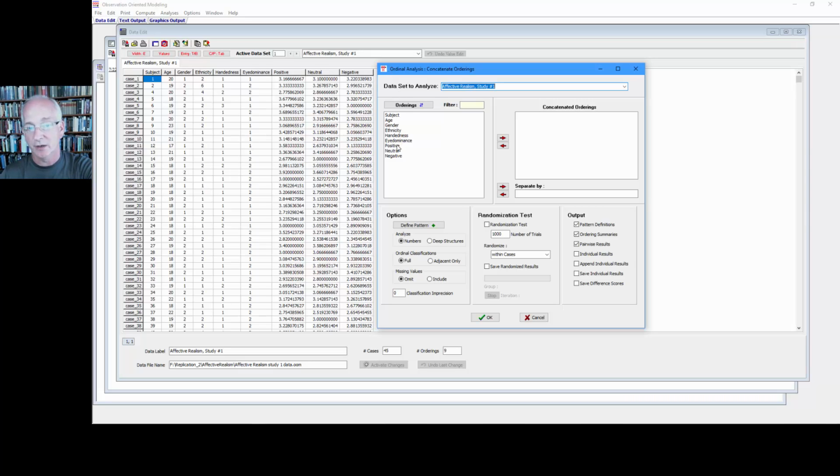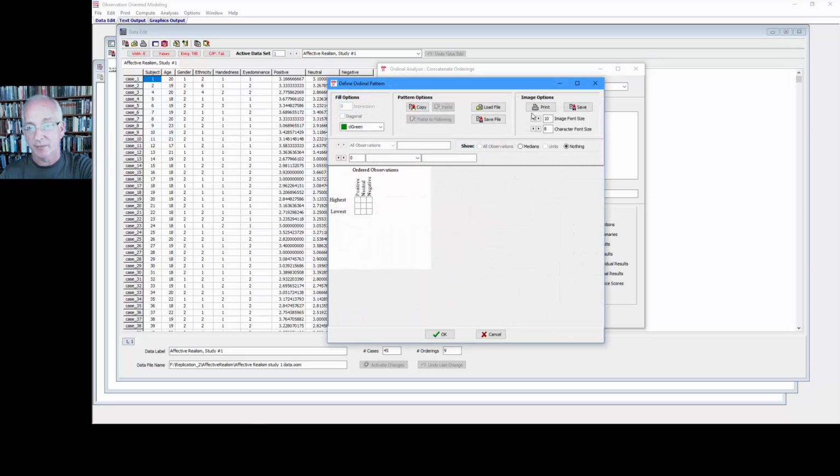We'll do so by moving over the positive, neutral, and negative into the concatenated orderings box. If we wanted to separate the analysis by, let's say, males or females, we can use the separate by option here. But here we're just going to analyze all 45 cases in this study. So we need to go ahead and define the pattern. I'm going to magnify this to make it a little bit bigger so we can see what's going on. We can see the positive, neutral, and negative here concatenated. We need to set up the ordinal prediction by selecting positive as the highest, followed by the neutral, followed by the negative. So this is the expected ordinal pattern for the data across these 3 orderings.